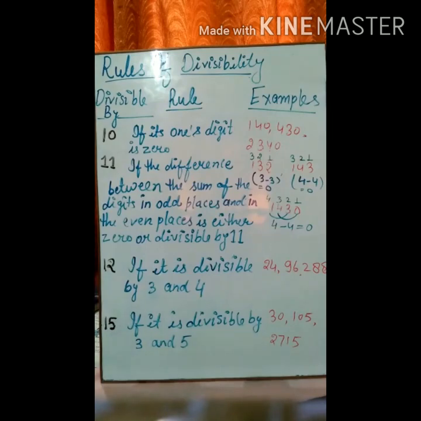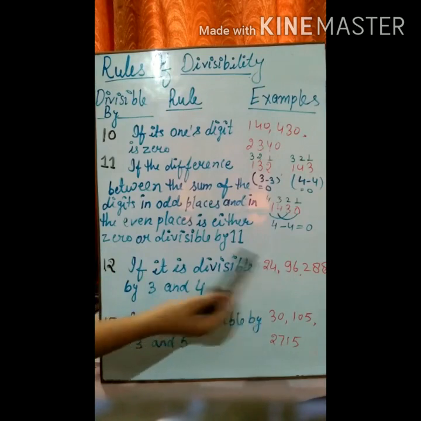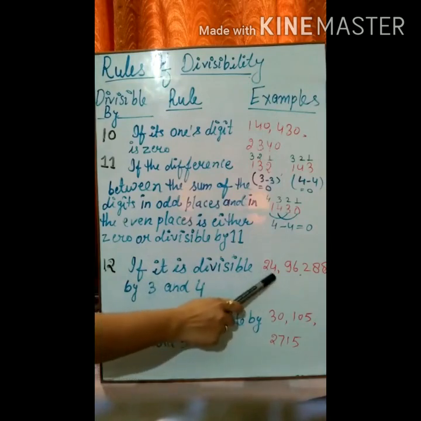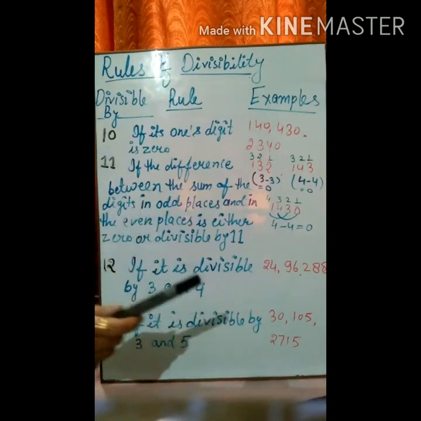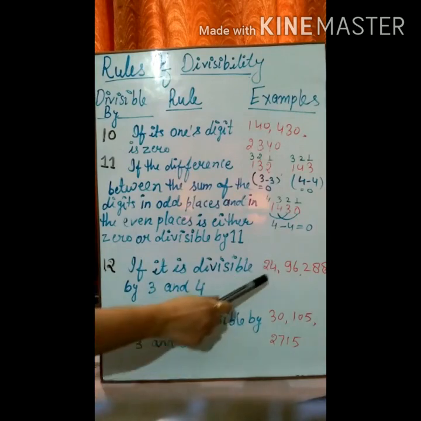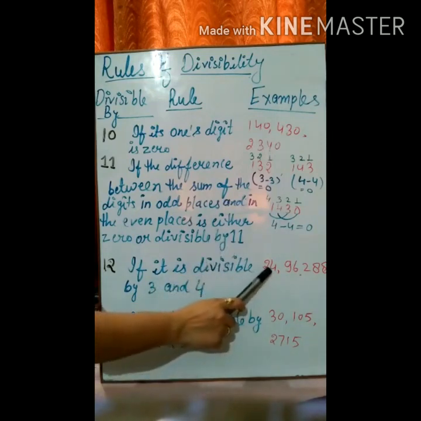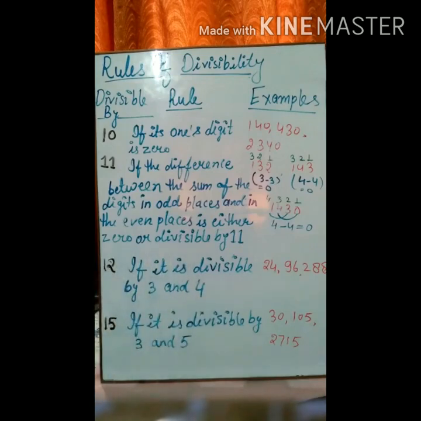Next, 12. If it is divisible by 3 and 4, if a number is given and the given number is divisible by both 3 and 4, then we will say the given number is divisible by 12. Let's see an example. 24. The rule for 3 is sum of its digits. 2 plus 4 is equal to 6 and 6 is divisible by 3. 24, and we know that 24 is also divisible by 4. It means 24 is divisible by both the numbers 3 and 4. So 24 will be divisible by 12.